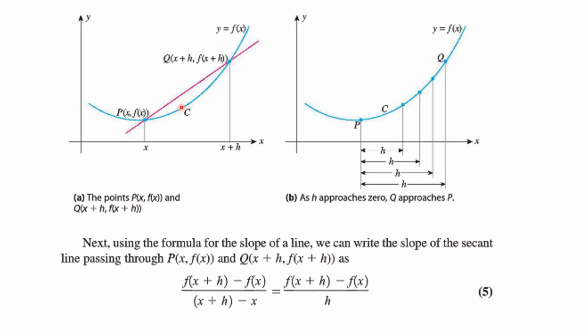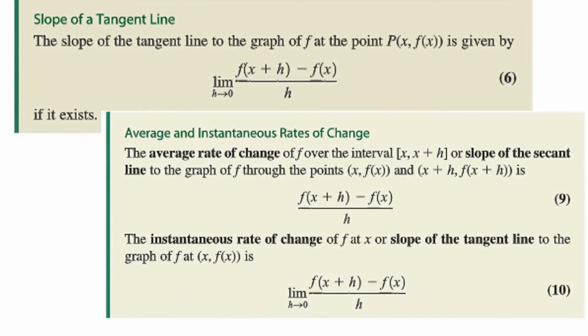So the slope of that secant line is going to be f of x plus h minus f of x. That's the change in the y's over the change in the x's. Now here, the x's will cancel and you get h. This is called the difference quotient, and this represents the average rate of change over the interval between x and x plus h. But then what we're going to do is let h approach 0, and this Q will approach P, and we'll end up having the tangent line. So that's what we're going to do.